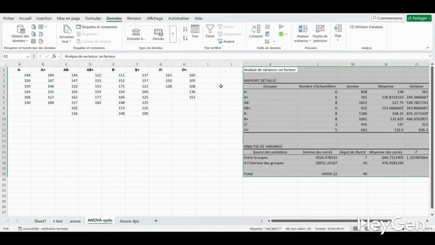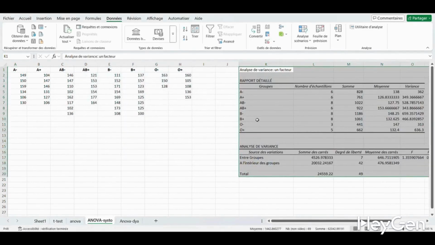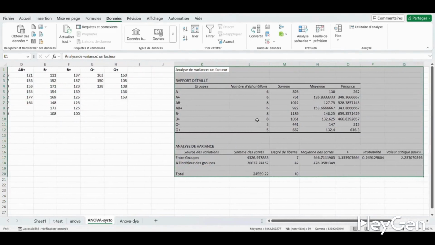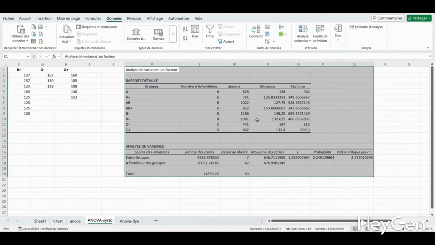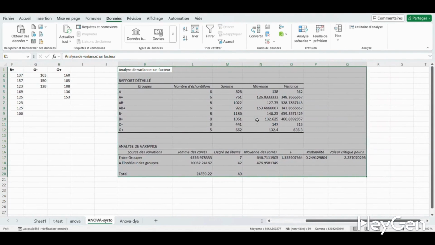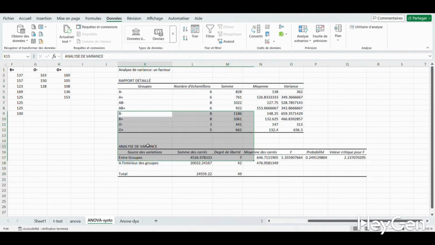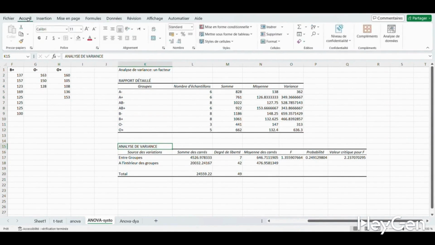Among the results obtained, we have the calculated F equal to 1.36 and the critical value of F equal to 2.24. We compare the calculated F to the critical value. If the calculated F is greater than the critical value of F, we reject H0 and there is a significant difference. If the calculated F is less than or equal to the critical value of F, we cannot reject H0.